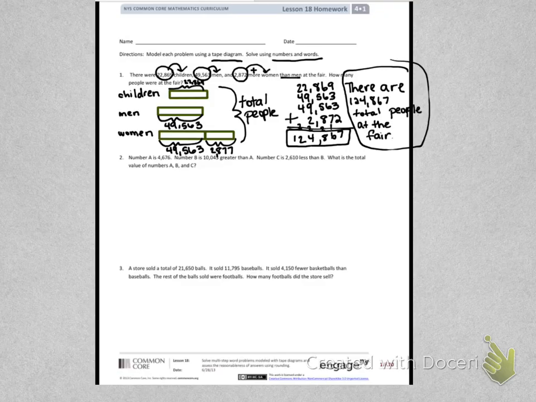Problem number 3. A store sold a total of 21,650 balls. It sold 11,795 baseballs. It sold 4,150 fewer basketballs than baseballs. The rest of the balls sold were footballs. How many footballs did the store sell? So let's go through and mark up what we know. We know that the store sold a total of 21,650 balls. So that's all together.